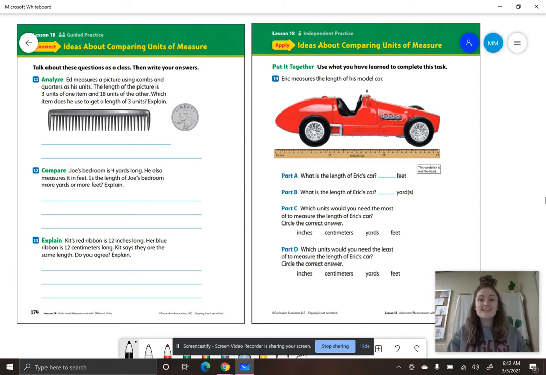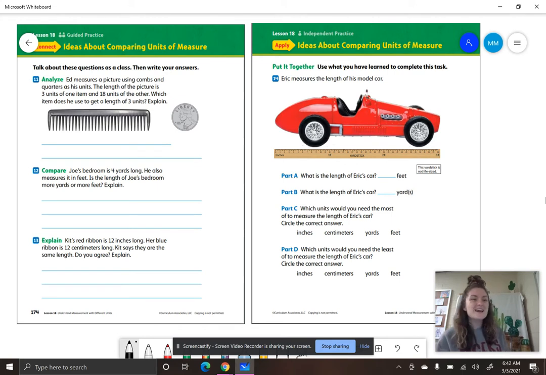So today is our last day with Lesson 18 with comparing units of measurement. We are going to be in our instruction book on pages 174 and 175. Once you get open to those pages, let's go ahead and get started.